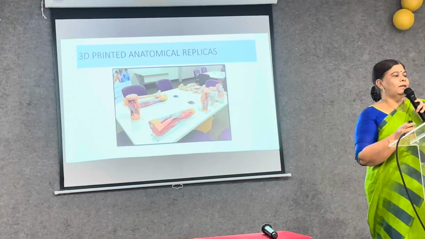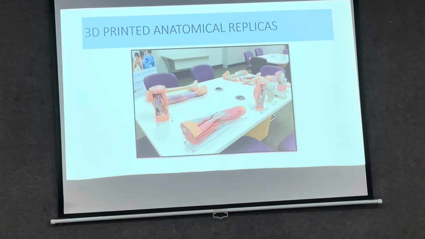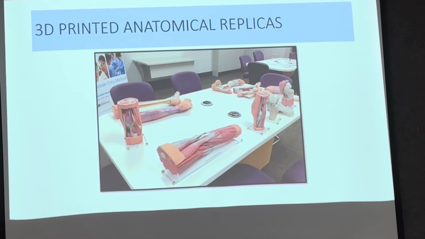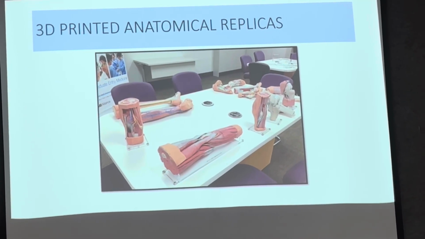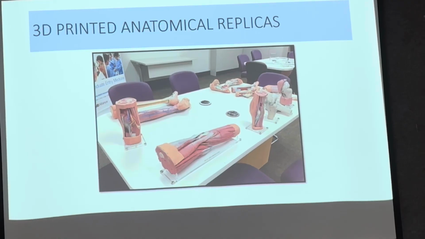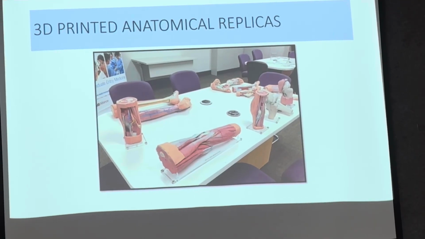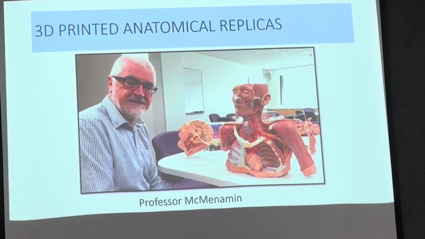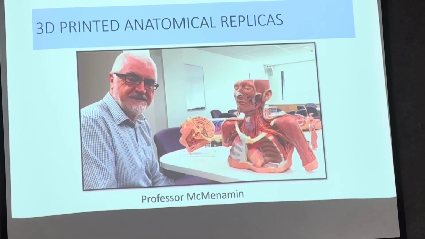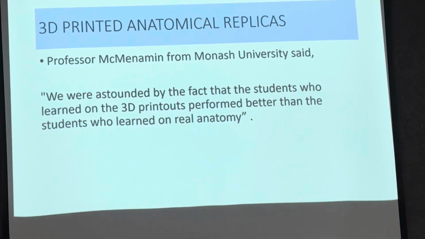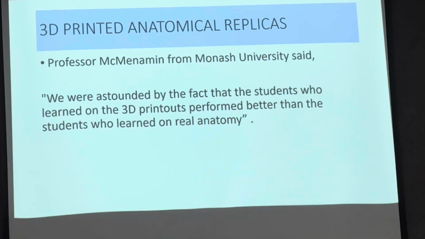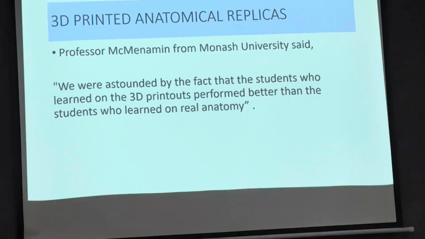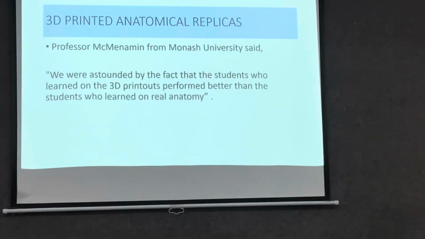So these are the 3D printed anatomical replicas. You can see it is very difficult even to differentiate the cadaver from the replicas. So we can't call these models, we can call them replicas. This is Professor McMillan from Monash University, Australia. He has suggested that without dissection, their students are doing equally well with the 3D replicas.